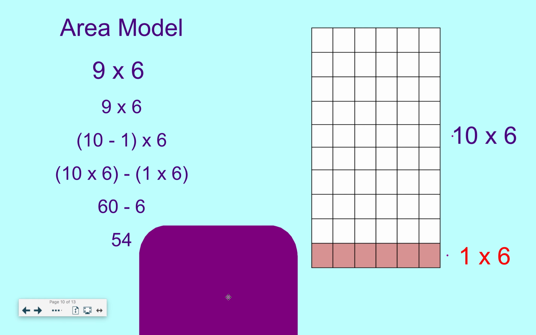So symbolically, here's what that would look like. I thought of the 9 as 10 minus 1, and really I'm using the distributive property. So now I'm distributing that 6. I know that 10 groups of 6 is 60. I'm subtracting that red row. I'm subtracting that one group of 6. 60 minus 6 is 54.